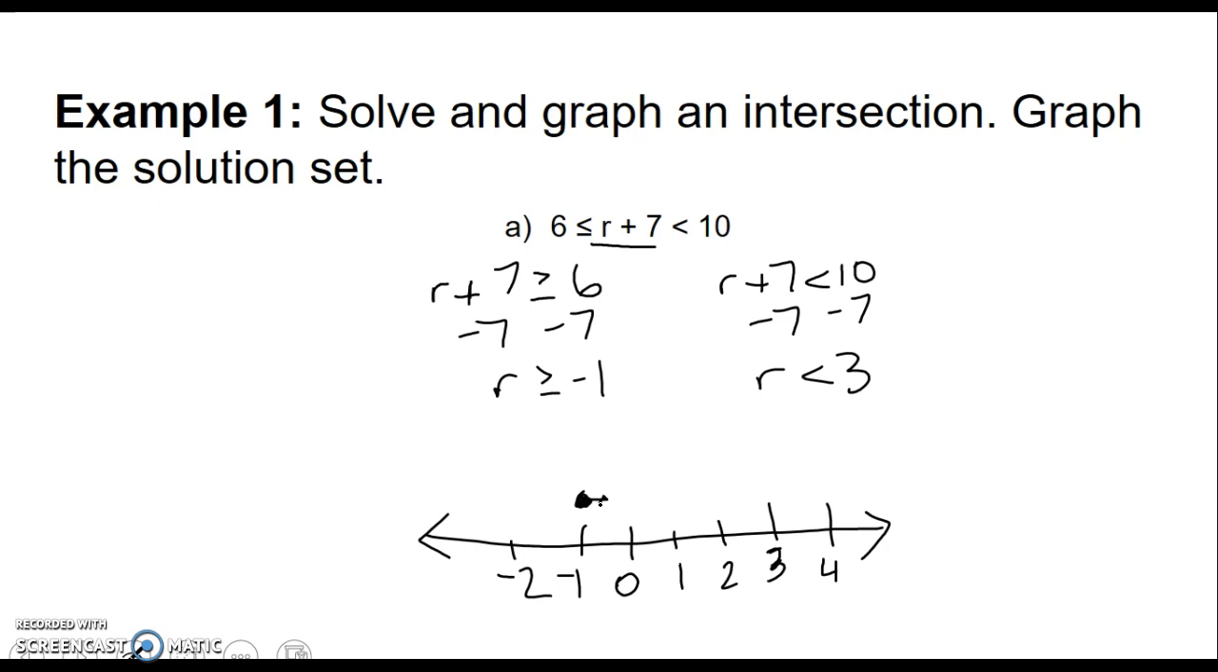R is less than 3. That means I'm going to have an open circle above 3. My arrow is going to point to the left, since it's less than. Now you see that my arrows are pointing towards each other. This is what happens when you have a compound and inequality, which is what we are solving right now. So I'm going to draw a line that connects these two dots. There is my graph of this inequality.